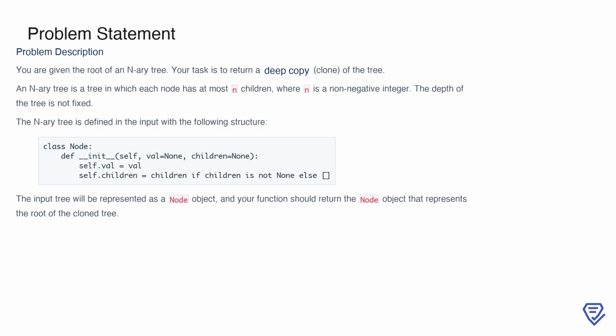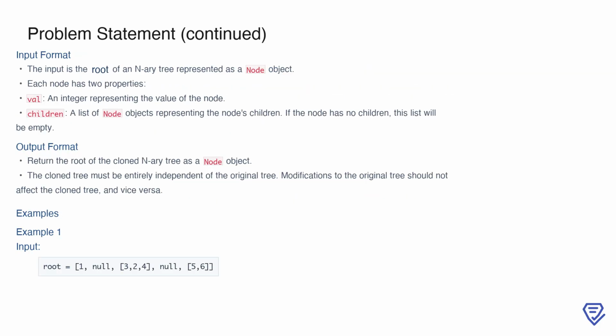Your task is to write a function that takes the root node of this tree as input and returns a new tree that is a deep copy of the original. This means the new tree should replicate the structure and values of the original tree, but the nodes should be completely independent objects. The input to your function will be the root node of the N-ary tree, represented as an object of the node class.